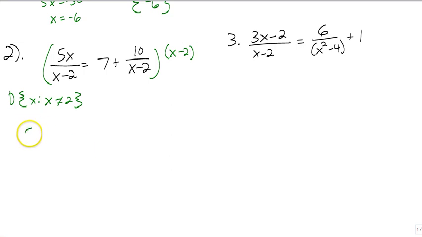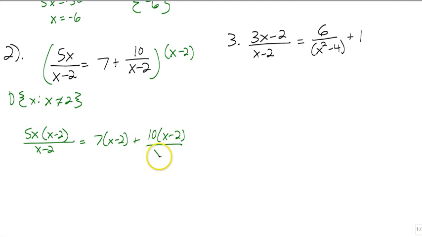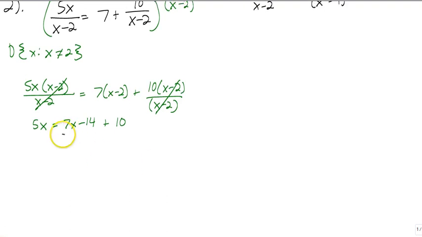So this becomes 5x times x minus 2 over x minus 2 equals 7 times x minus 2 plus 10 times x minus 2 over x minus 2. And again, the whole purpose of this is so that we are left with no fractions. So I'm left with the equation 5x is equal to, if I multiply that out, you get 7x minus 14 plus 10. Alright, I'm going to keep solving. I get a negative 2x is equal to a negative 4, so x equals 2.